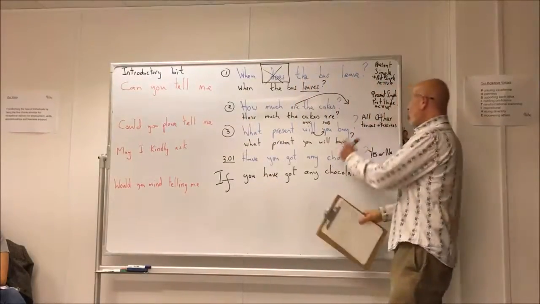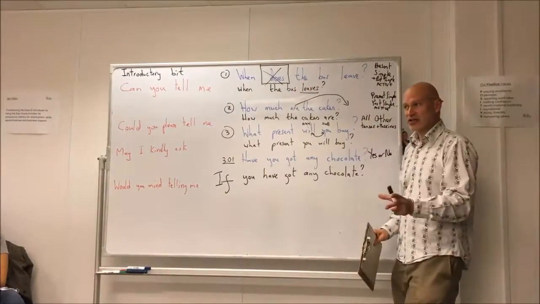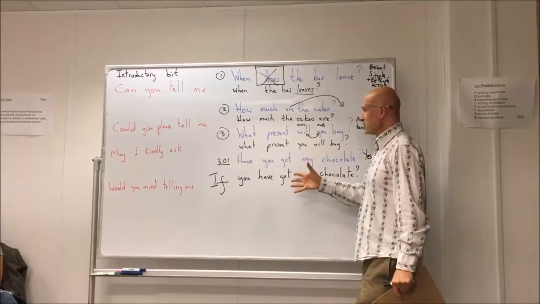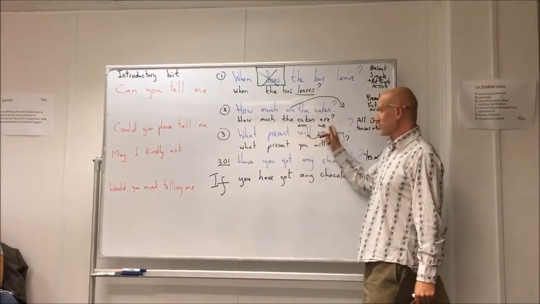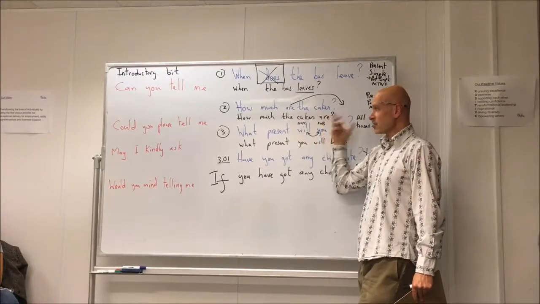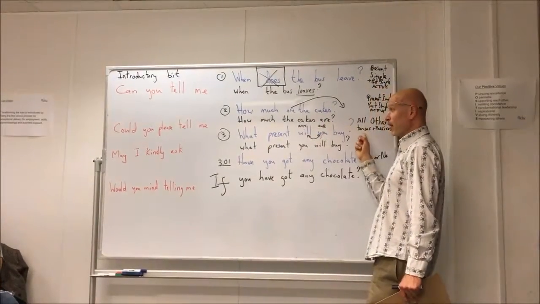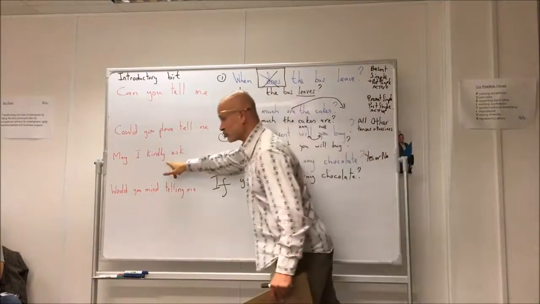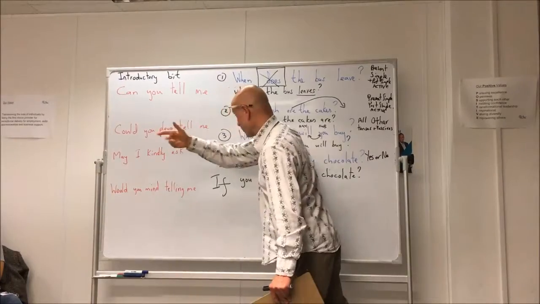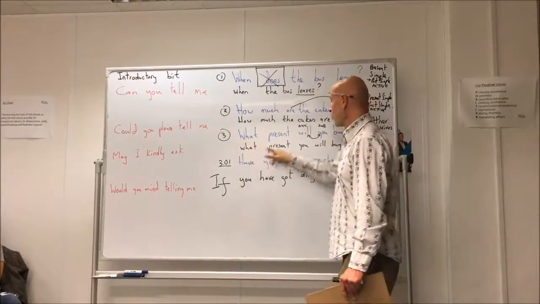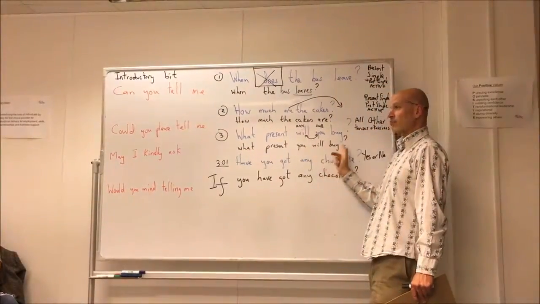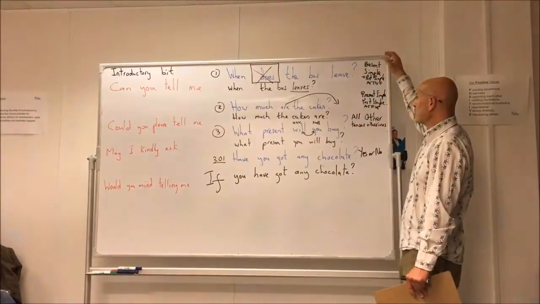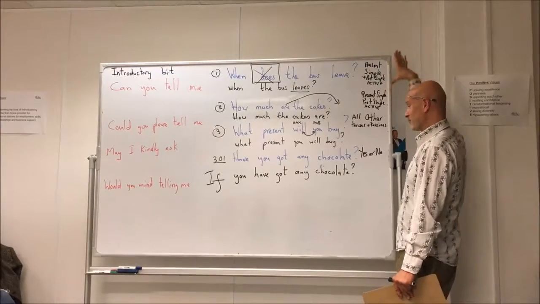Rule number 3. This is for all other tenses of the English language, including passives. What you need to do is to take the auxiliary verb and the subject and change them around. So, what present will you buy is a good direct question. To make it indirect, you add your introduction. May I kindly ask? Great one. May I kindly ask what present you will buy? So that works for all tenses and passives, but not present simple or past simple active.